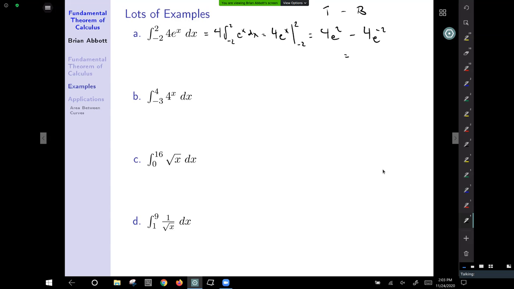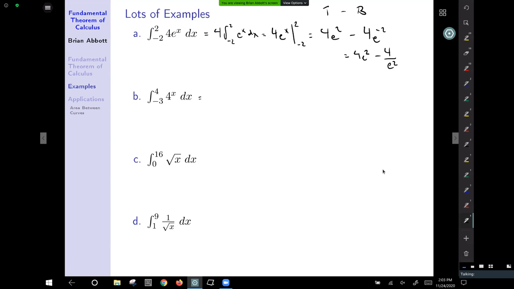I would actually go ahead and tidy it up as 4 times e to the second power minus 4 over e to the second, because I kind of like it that way a little bit better. But either one is a fine answer, a nice exact answer. And a calculator could give us a decimal approximation if we're actually interested in a number that meant something more to us.